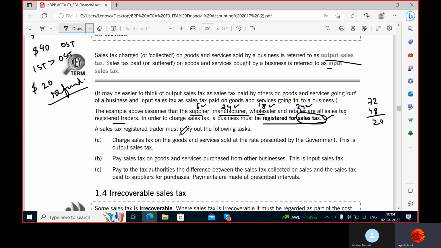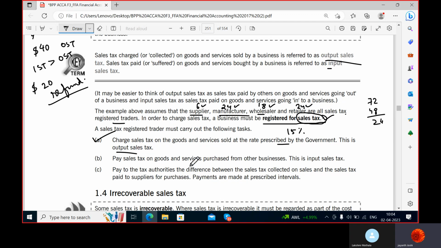So a sales tax registered trader must carry out the following tasks. Once he is registered, he can charge sales tax on goods and services at the rate which is prescribed by the government. So in our context, the rate prescribed by government is 15%. Okay. So this will be termed as output sales tax.